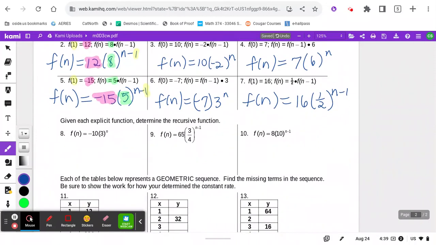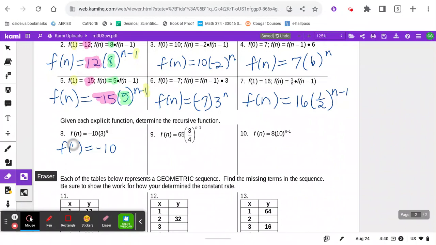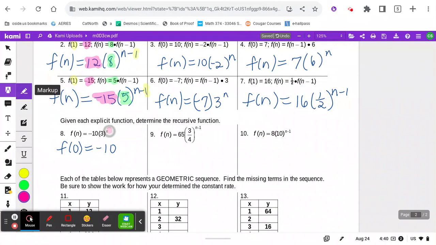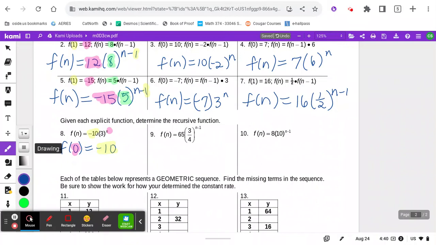All right, now it's going to reverse: given the explicit, do the recursive. So f of 0 equals negative 10. How do I get that? Well, right here, we see it's a plain n. There is no minus 1. That means it's a times 0 function right here. Then we see that this begins at negative 10 here. So there's my f of 0 equals negative 10.